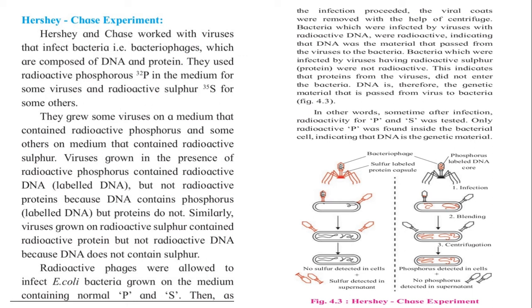Radioactive phages were allowed to infect E. coli bacteria grown on the medium containing normal phosphorus and sulfur. Some time after infection, radioactivity for phosphorus and sulfur was tested. Only radioactive phosphorus was found inside the bacterial cell, indicating that DNA is the genetic material. And those scientists, with the help of the diagram, proved their experiment.